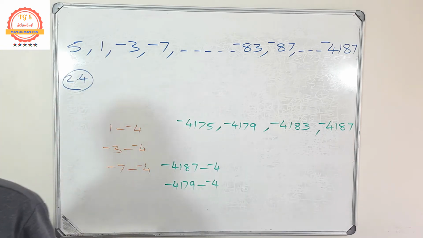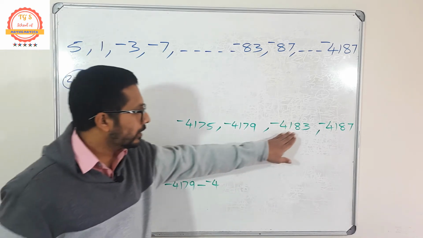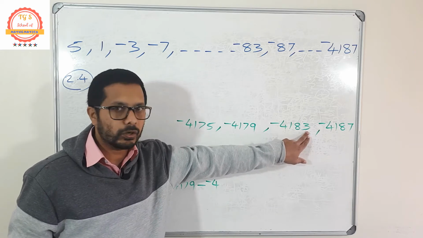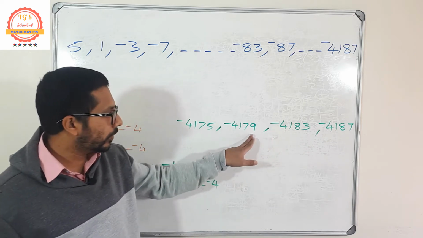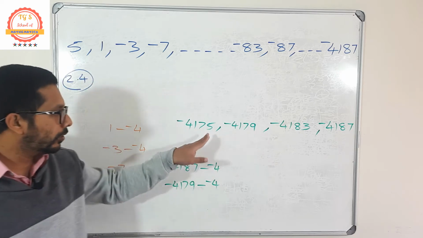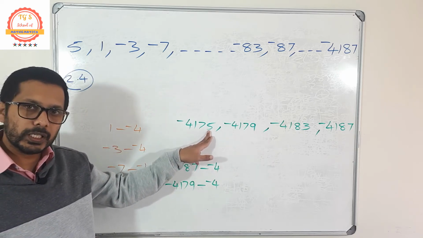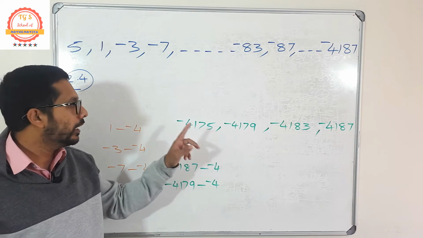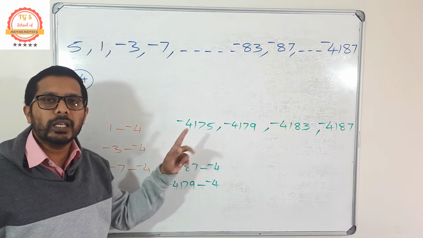Next one, last number ends with 3. So it is not divisible by 5. This one is not divisible by 5 because the last number is 9. But look at this one. The last number is 5. So it means that this number is divisible by 5.